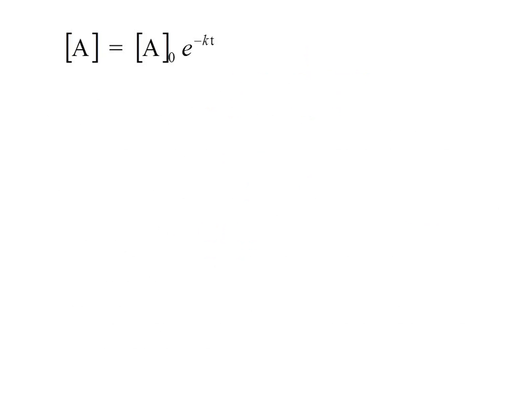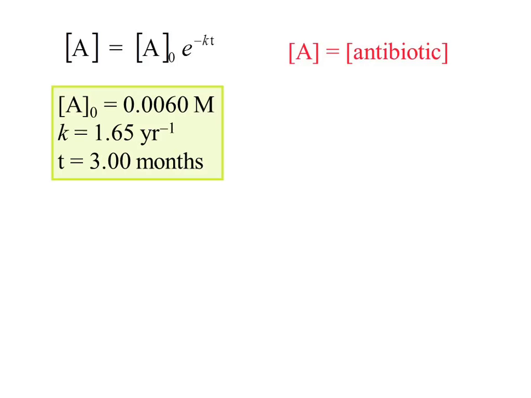So since it's first order, we know that we can use this integrated time concentration equation to work the first part. So this is always a good idea. Notice that in the problem, it didn't say A decomposes, it says an antibiotic decomposes. So I went ahead and said, anytime you see A in this problem, that's the molar concentration of the antibiotic. All right, so this is pulling out the stuff that we know. The A0 is 0.0060 moles per liter. The rate law constant K is 1.65 per year. And in the first problem, the time of interest is 3 months. That's specific to that first problem.